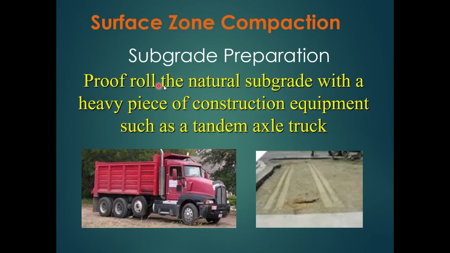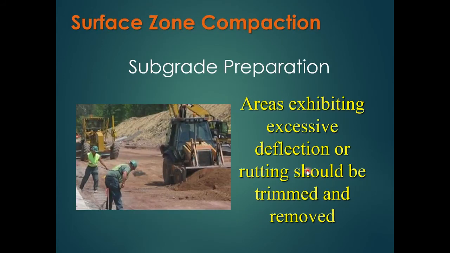Okay. Then, before we do any compaction, remember we're going to proof roll the natural subgrade with a heavy piece of construction equipment, such as a tandem axle truck. Okay. If we see permanent indentations, we're good. If we see it all of a sudden it starts deflecting, there's issues there. We got to dig that out and recompact it. Okay. So we want a loaded tandem axle truck, and you walk right next to it and watch it. Okay. So areas exhibiting excessive deflection or rutting should be trimmed and removed.